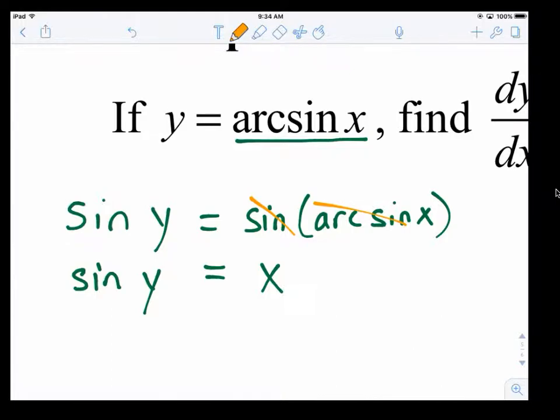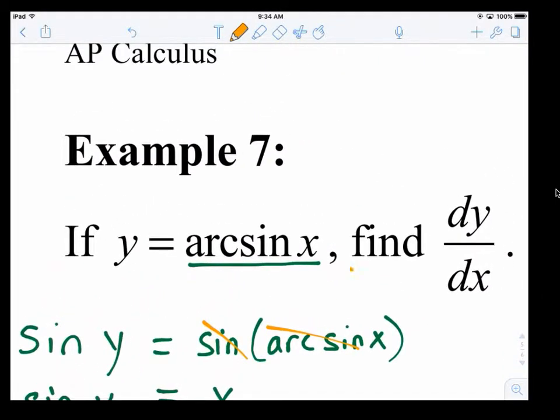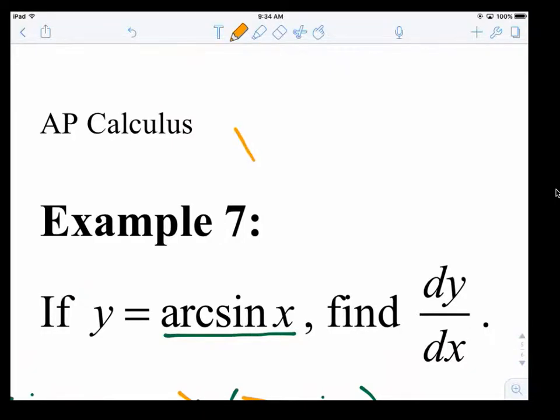Right, so sine cancels out the arc sine again because they're inverses, and all you're left with is just x now, right? So you have like x squared. What cancels out in x squared so that you get x? Or square root, right? They're just inverses of each other. So arc sine and sine are inverses of each other. Cosine and arc cosine are inverses of each other.